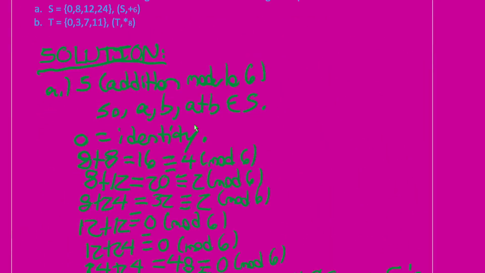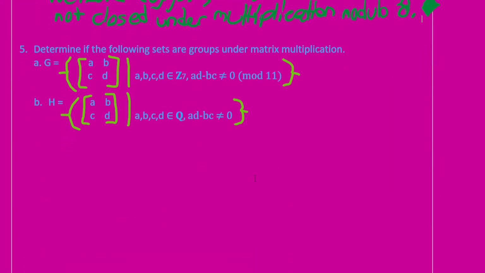All right. So that's problem 4. Let's move on to problem 5. We are asked to determine if the following sets are groups under matrix multiplication. The first one we have is G, which is described by the 2 by 2 matrix A, B, C, and D, where they are elements of Z, the group of integers with addition modulo 7, and the determinant is not equal to 0 modulus 11.